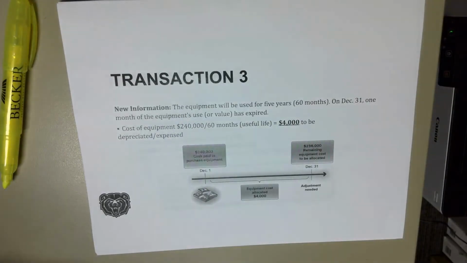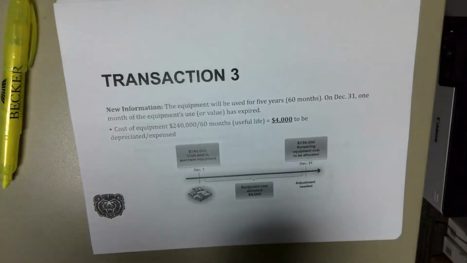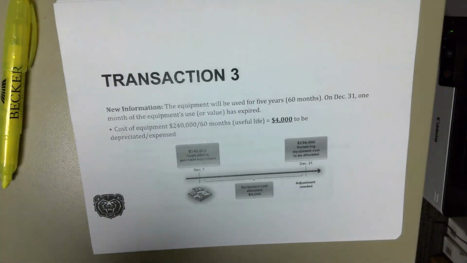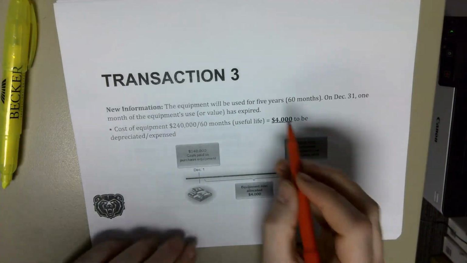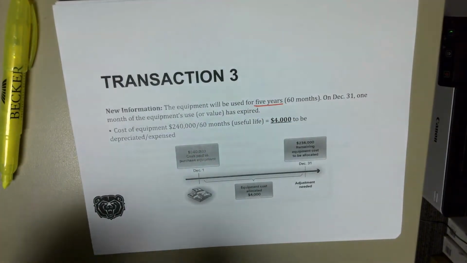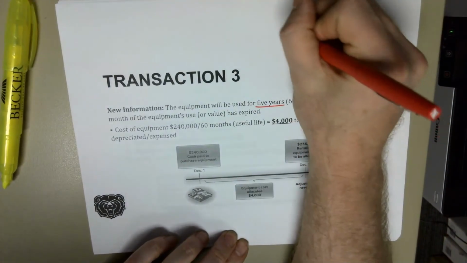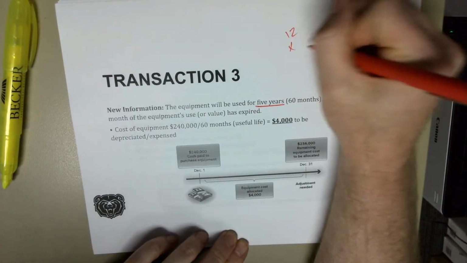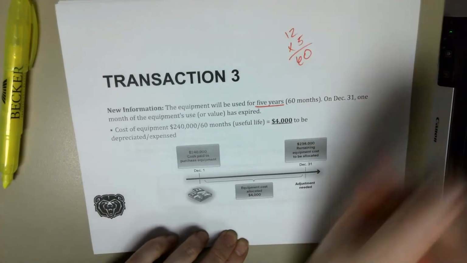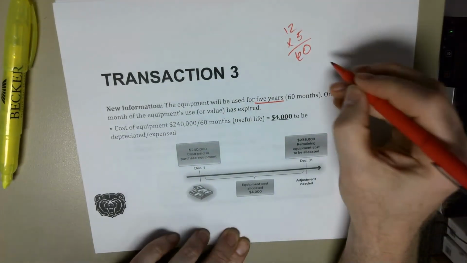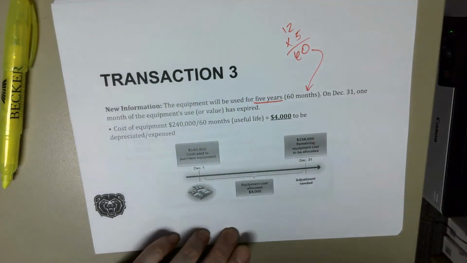So let's take a look at what's happening at the end of the month. So the new information for this journal entry is that the equipment will be used for 5 years. This is important. This is 60 months. How do we know it's 60 months? Well, how many months in a year? 12. How many years did we say it had? 5. So 5 times 12 is 60, right? That's where we get that number from.